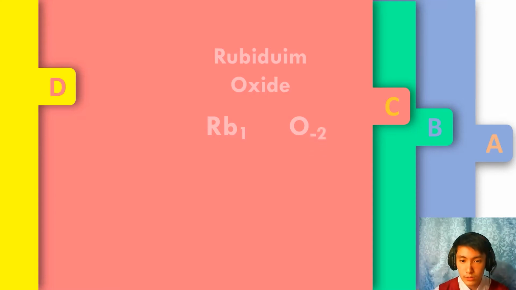So in order to get the charge as 0, we will add another rubidium, and 1 plus 1 is 2, then 2 minus 2 is 0, so it's neutral now. Then we have Rb2O, rubidium 2 oxide, because there is the rubidium here, we have 2 here and then 1 here.